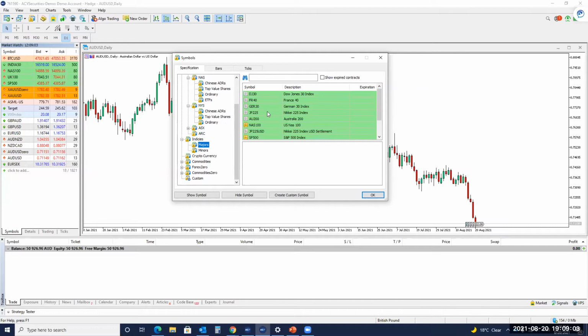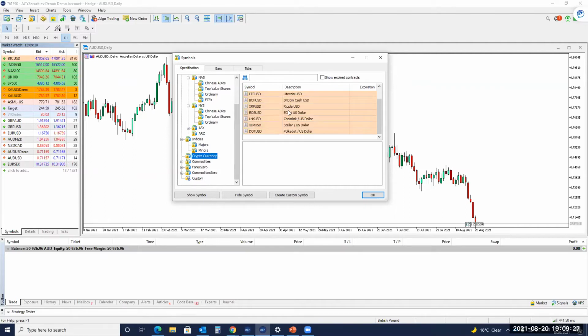So we have our major indices, something like the DJ30, the France 40, the DAX, otherwise known as the German 30, S&P 500, ASX, and then we have our miners as well. The Nifty 50, otherwise known as the India 50. We have the Swiss 20 index, a series of minor indices in which you can trade. From there, we have our crypto list.